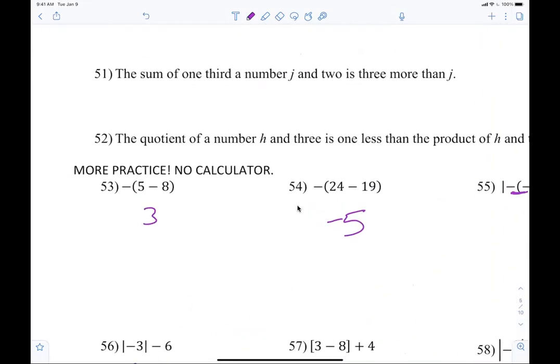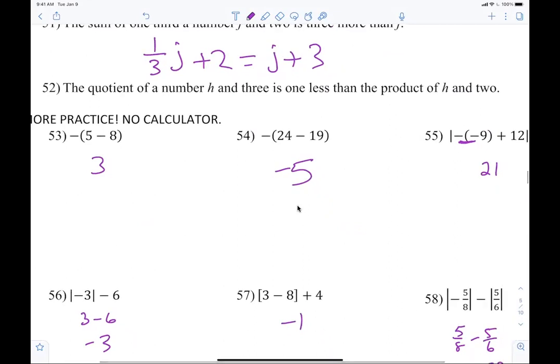All right, 51. The sum of 1/3 a number j and 2 is 3 more than j. That was a tricky one. Oh, I skipped 52. I didn't even see it. Thank you so much. The quotient of a number h and 3. So that would be h over 3. Is in math means equal. 1 less than means minus 1. The product of h and 2, 2h.